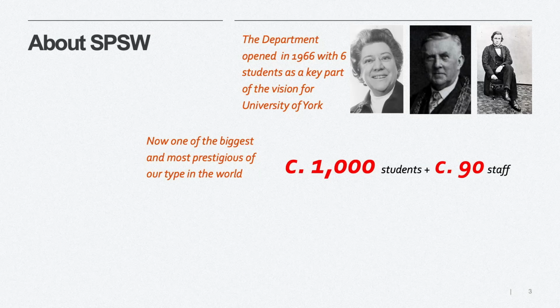So the department started in the spirit of these founders, bringing together academic knowledge from different social science disciplines, applying it to social problems, and aiming to make the world a fairer place. But we've moved well beyond the department of 6 students that started in 1966. Today, we're one of the biggest and most prestigious departments of our type anywhere in the world. This year, there'll be around 1,000 students engaged with the department in some form or another. And we have around 90 staff in the department today too.